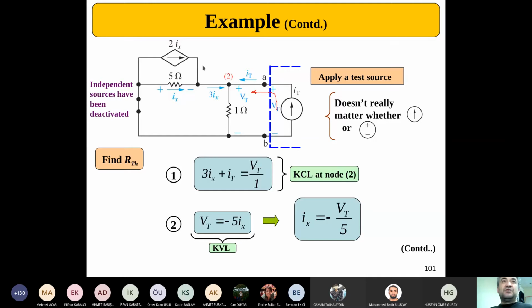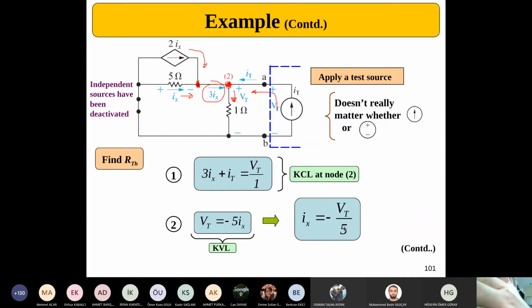By just using node analysis, you know that 2I of x is coming from this side and I of x is coming in here, so 3I of x will be coming in here. I TH is supposed to come from this side. Using the node analysis in here, you can say that 3I of x plus I of t will be equal to the current getting out of the circuitry, which is VT divided by 1. So VT is minus 5I of x, or I of x is minus VT divided by 5.